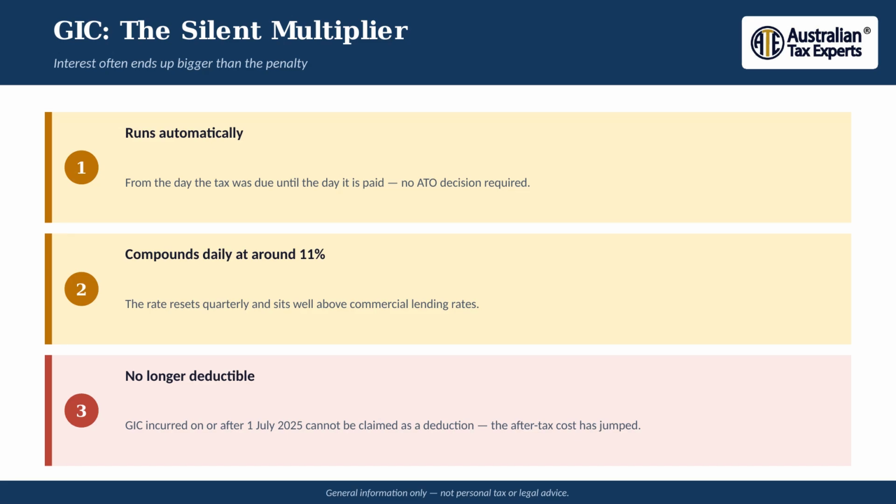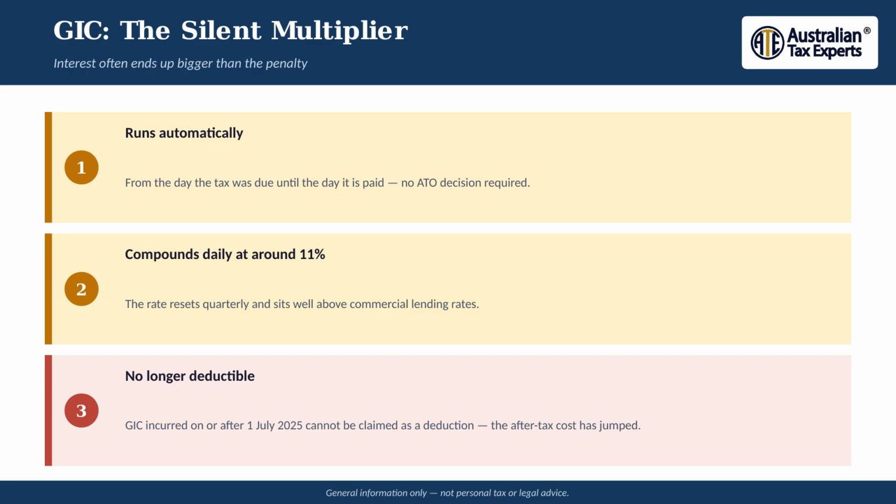While the penalty argument plays out, the general interest charge keeps running in the background, and on older debts, it often ends up bigger than the penalty. 3 things to understand. It runs automatically, from the day the tax was due until the day it is paid. No ATO officer decides to impose it. It compounds daily at around 11% a year, a rate reset quarterly, and well above commercial lending rates.